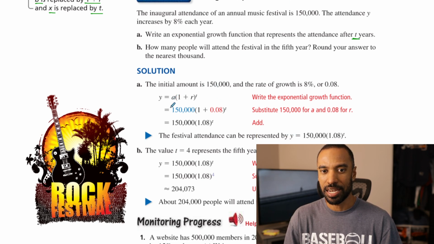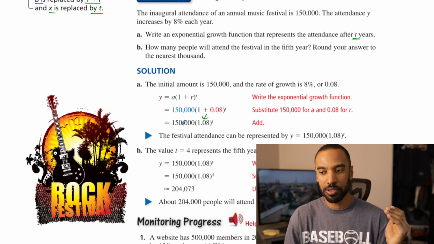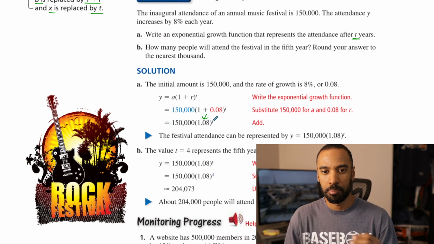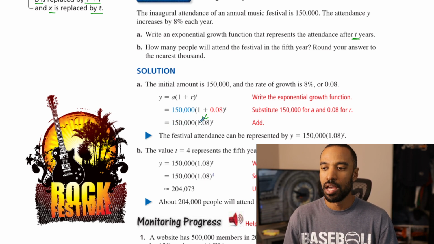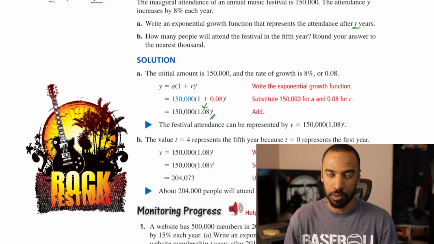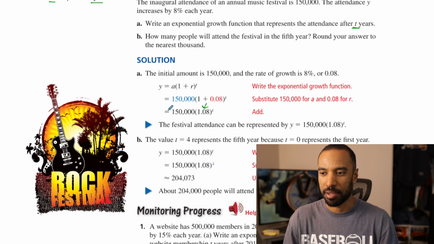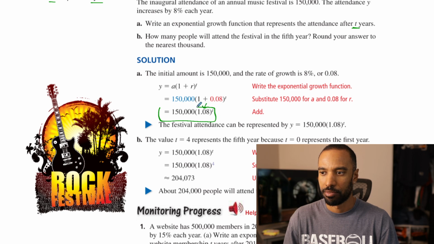So A is the initial, it's not population, but the initial attendance, the initial amount of people. And then 8% is converted to 0.08 in its decimal form. So we do 1 plus 0.08, and then we simplify that, of course, that turns into 1.08. Now this looks like y equals a b to the x power. I mean, x is t, but this now becomes your b value. B being more than 1 means this will be exponential growth, kind of as expected. The attendance increases 8% each year. That's part A. This is your model for this thing.